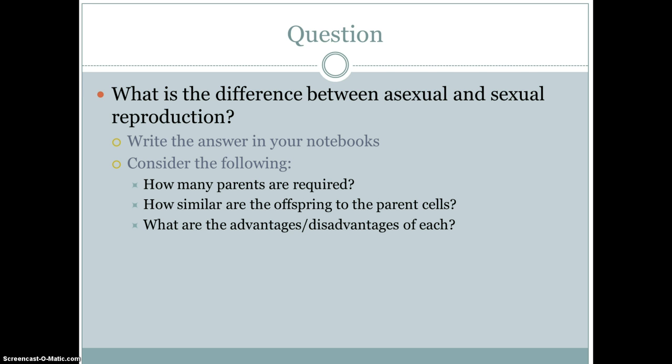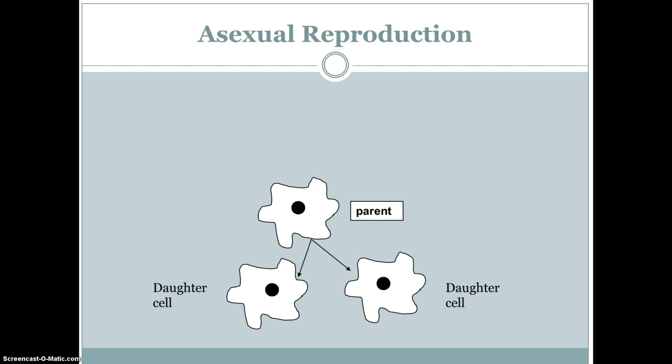So just take a minute and pause the video, but before you pause it, I want you to think about these things for each type of reproduction. How many parents are required for each type of reproduction? How similar are the offspring to the parent cells for each type of reproduction? Are they identical? Are they different? And are there any advantages or disadvantages for each type of reproduction? So after you've taken a few minutes and written in your notebook your responses to those questions, then you can continue on watching this video.